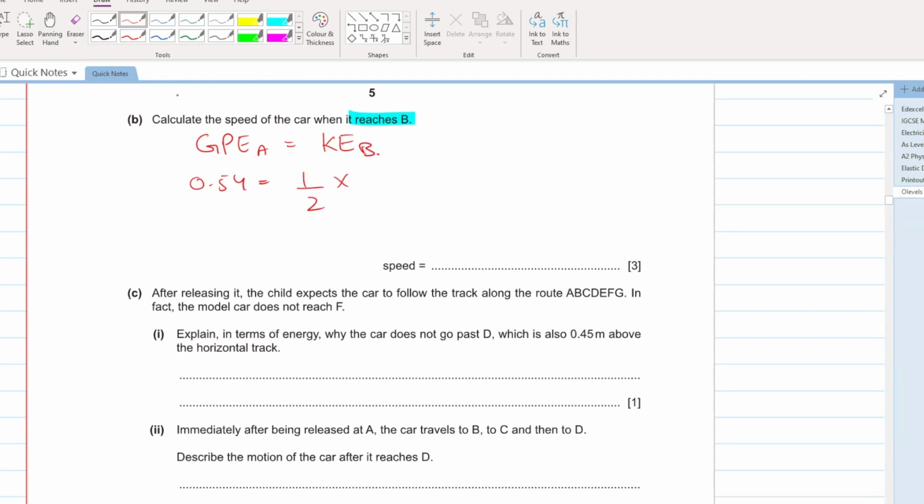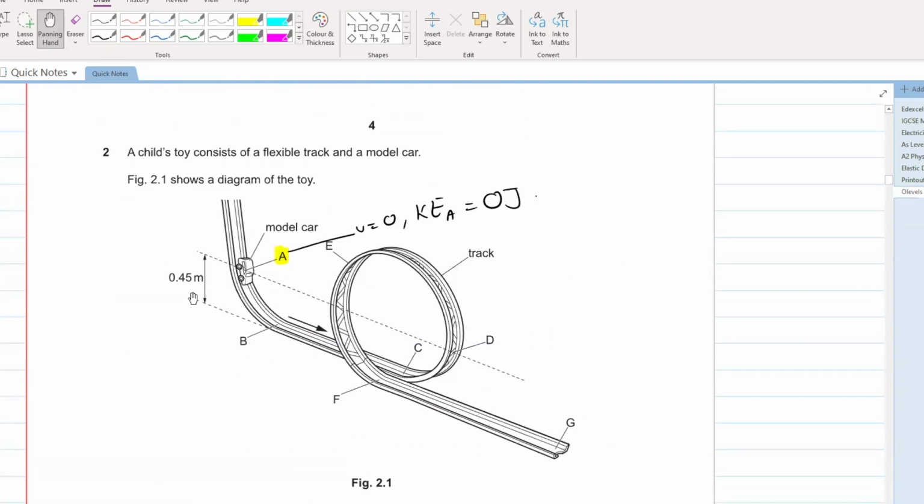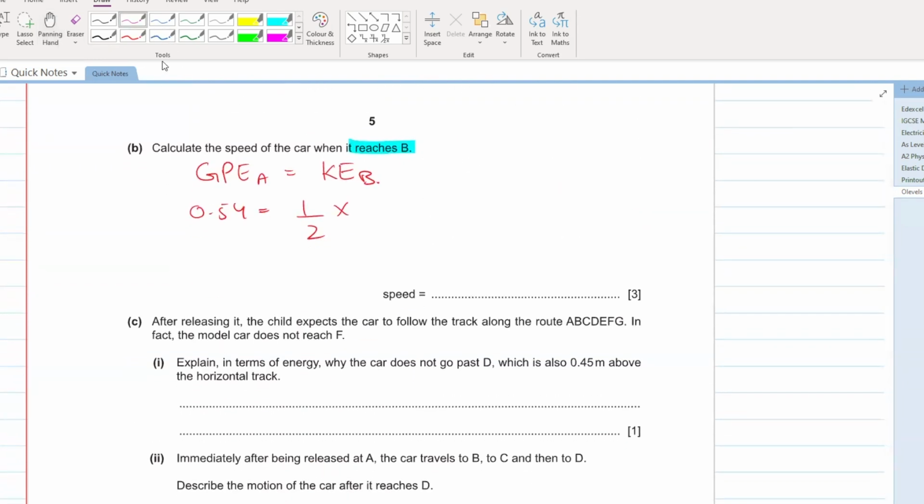What is the kinetic energy at B? 1 upon 2 into the mass into velocity squared. What is the mass? 0.12. Mass is 0.12 into velocity at B squared. Can you calculate the velocity at B? Yes, the velocity comes out to be 3 m s^-1.